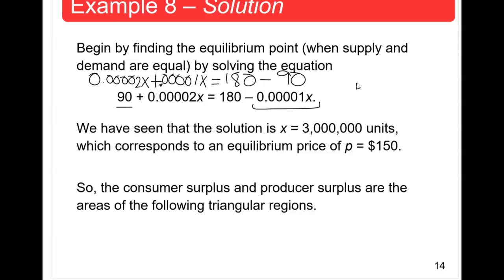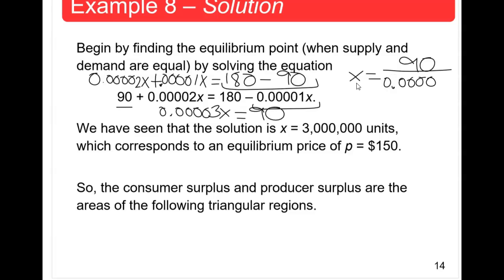So if we add on the right side and combine like terms, we will have 0.00003x is equal to 180 minus 90, which is 90. And then, of course, we divide. So x is equal to 90 divided by 0.00003, and we obtain 3 million units, which corresponds to an equilibrium price of 150.